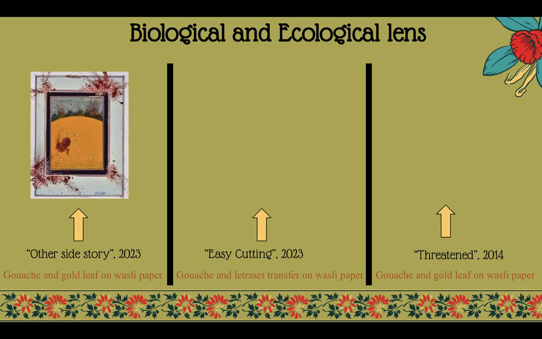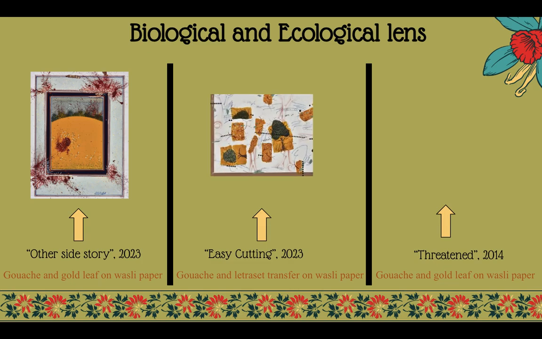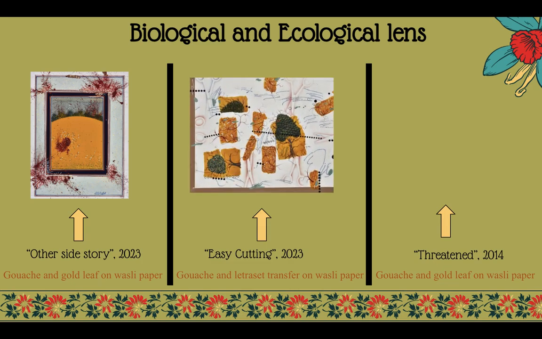Now, the first image that we'll be talking about is called The Other Side Story. This painting symbolizes a globe seen afar and the multiple perspectives that one can see from one painting. The second image is called Easy Cutting, and this image shows the impact on nature through painting and our ecologically fragile world that we live in.